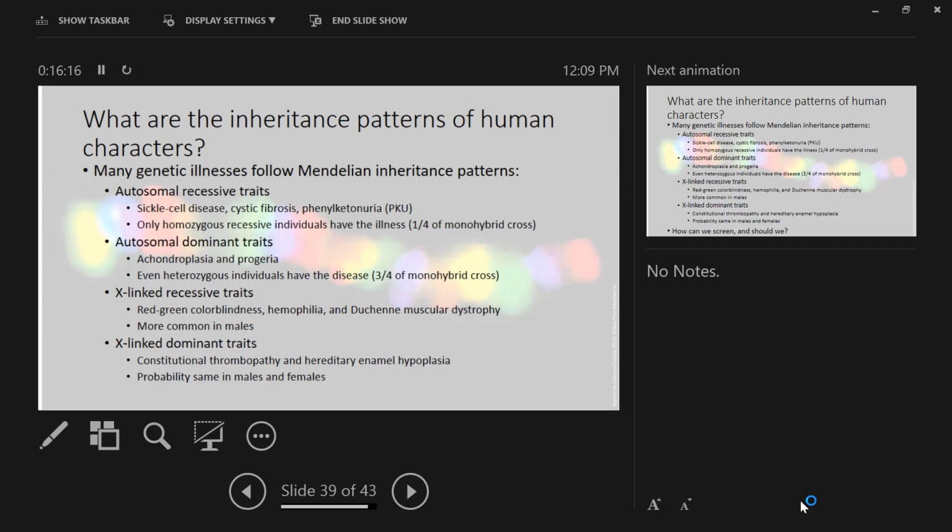And then the probability here is the same in males and females because all you need is one. You just need one of those copies since it's dominant. So it doesn't matter whether you have 2 chances, because all you need is one copy of this and you are going to express it.